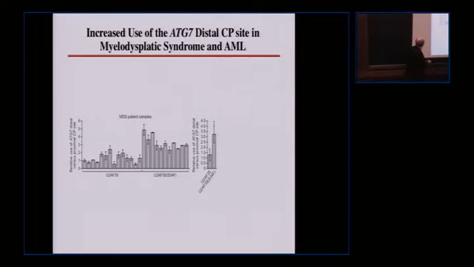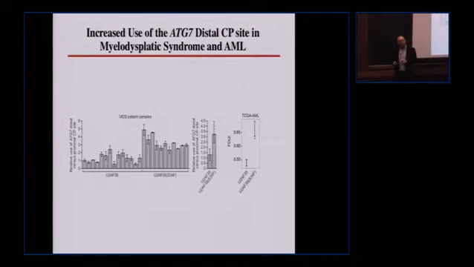Finally, in many cases, MDS progresses to acute myelogenous leukemia. The oncogenic U2AF35 mutants have also been found in AML. And so to provide additional support for this, we did a bioinformatic analysis on the data from TCGA on AML samples. And again, we see a statistically significant increased use of the distal ATG7 site in patients that contain oncogenic U2AF35 compared to wild-type U2AF35.